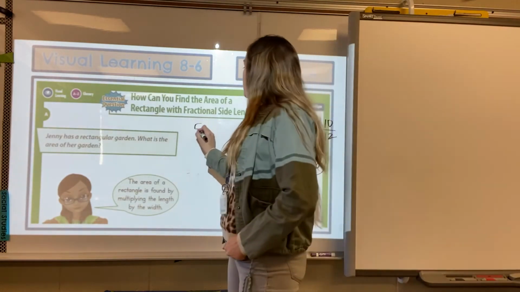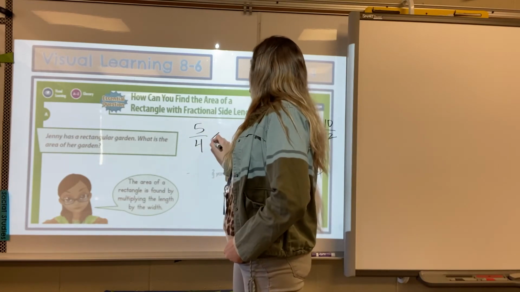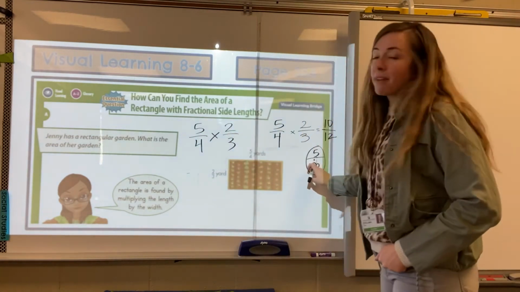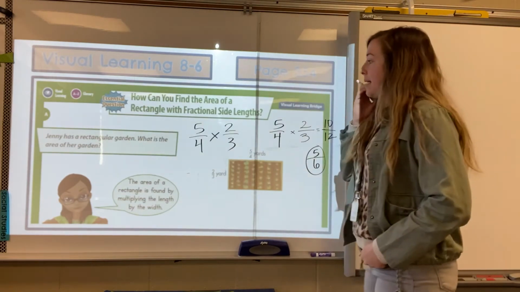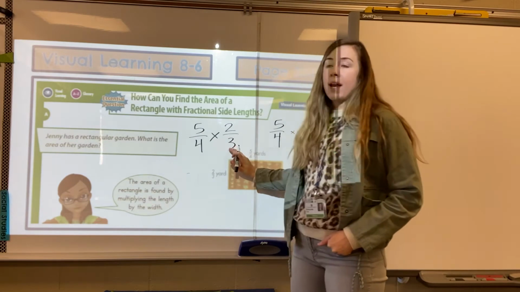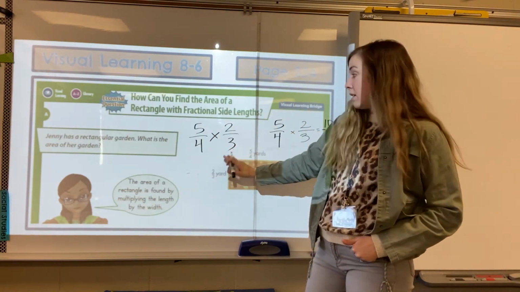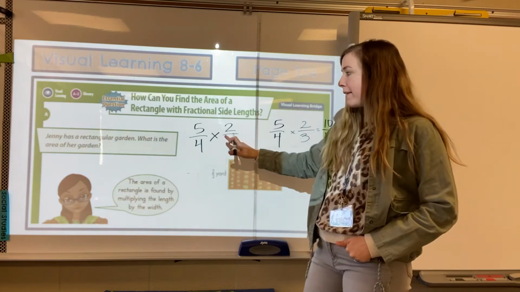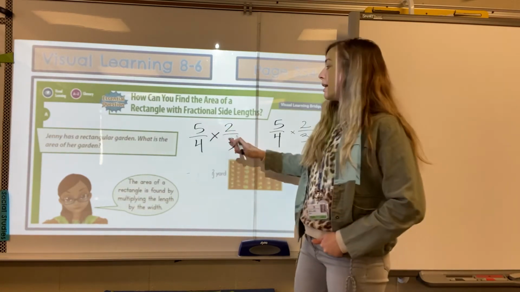However, I can do a little shorthand cross reducing so that I don't have to simplify at the end most of the time. So I can look diagonally, 5 and 3, and think, okay, are there any numbers that go into 5 and 3? Anything 3 or smaller. So will 3 go into 5? No. Will 2 go into 5? No. Will 1 go into 5? No. So you can't reduce this way.